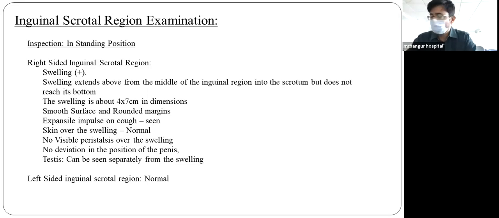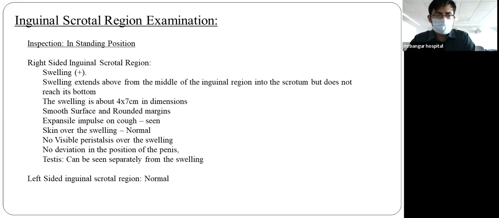Inguinoscrotal regional examination. Inspection in the standing position. On the right side, in the scrotal region, we see that a swelling is present. The swelling extends from above from the middle of the inguinal region into the scrotum, but does not reach its bottom. The swelling is about 4 by 7 centimeters in dimension, has a smooth surface and rounded margins.